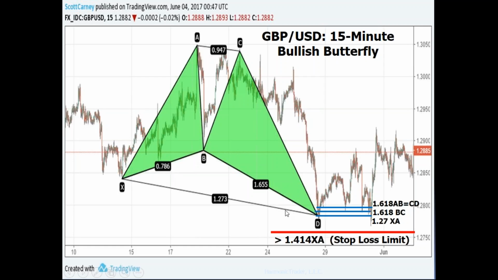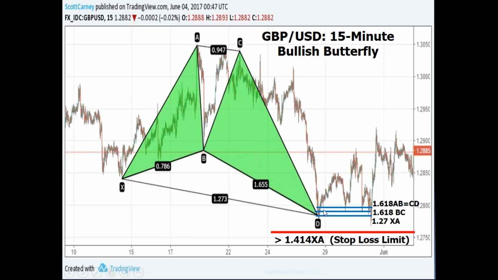That sets up our 127 extension. That's where we look for it. And we see our other measures. Here at the exact D point where the 127 completes, we have a 1655. So what we need here is a minimum 1618.